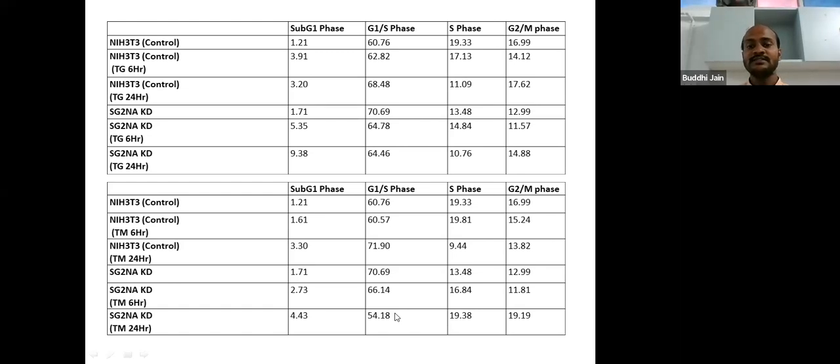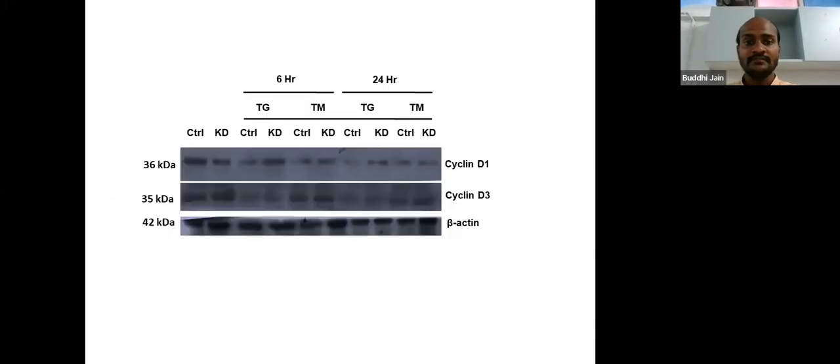So these results show that the SG20 depleted cells under ER stress show different kinetics for the cell cycle progression. And we also checked the expression of the cyclin D1 and cyclin D3 in control and the knockdown cells, and in that tunicamycin and the thapsigargin treatment, the expression is less compared to the control cells.